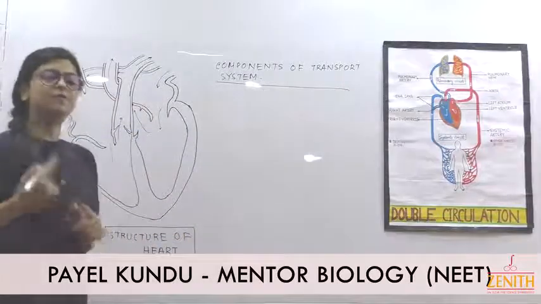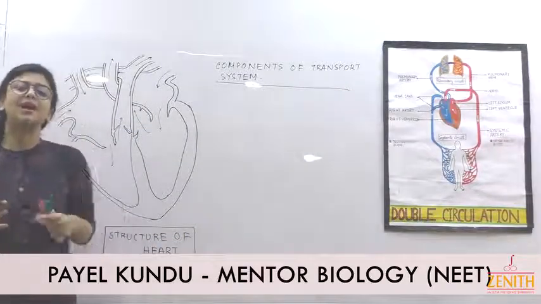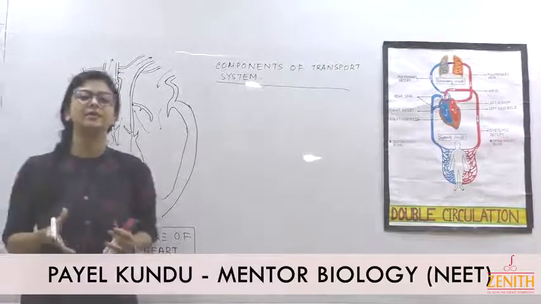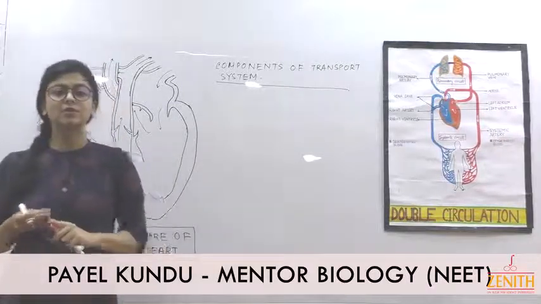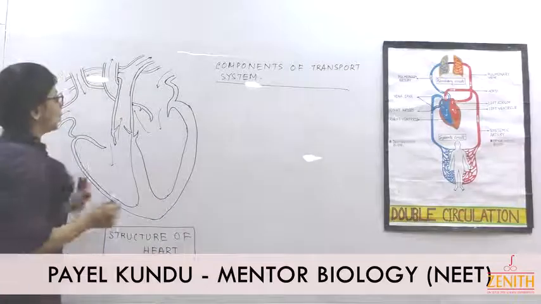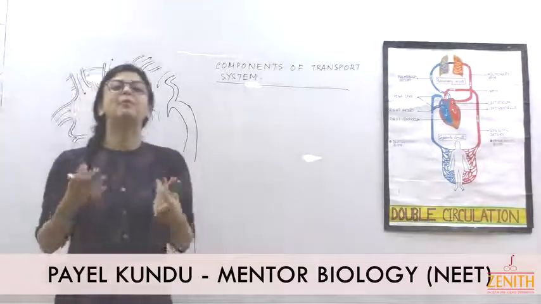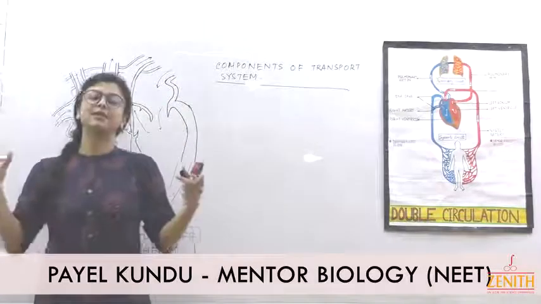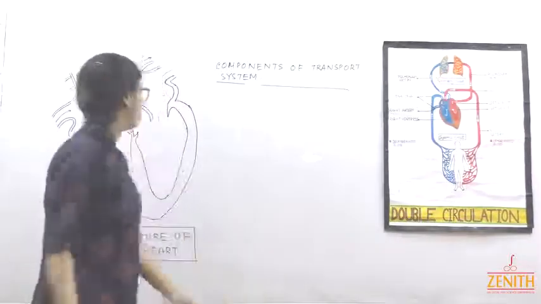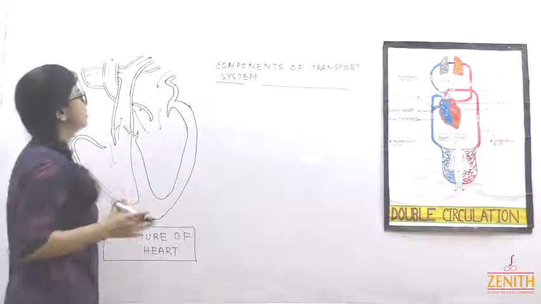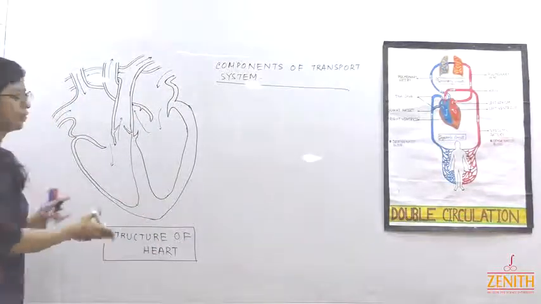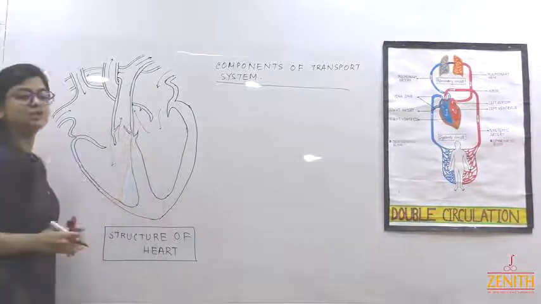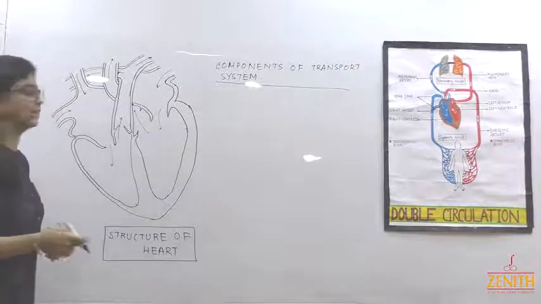So, the first is that we know that the heart is the chief component. It is the most vital organ involved in the transport system of the human. Actually, the heart acts as a pumping organ because it pumps the blood so that blood can enter the different regions of our body. This is the structure of the heart, where our heart has 4 chambers.